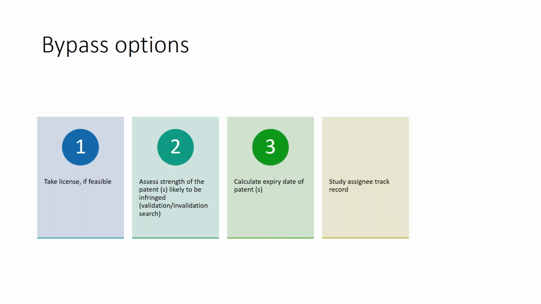You can always calculate the expiry date of a patent. So if it is expiring very soon, maybe you can wait. And this is a very interesting bypass option: you should study the assignee's track record.